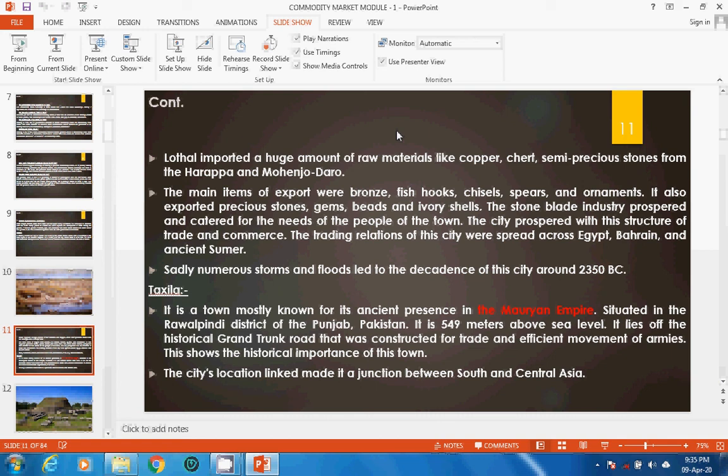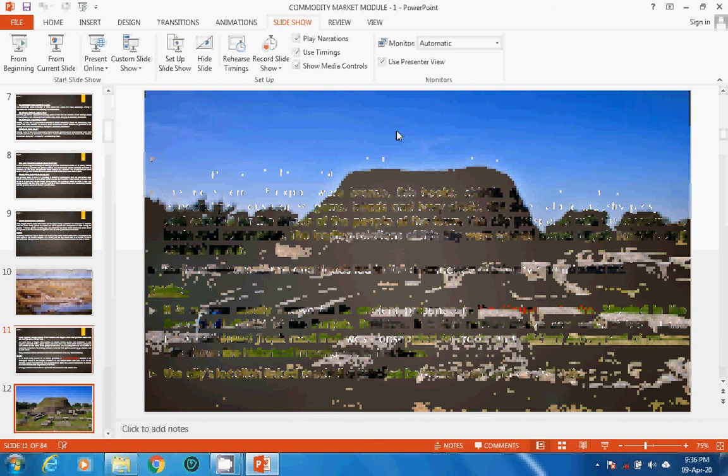Takshila. It is a town mostly known for its ancient presence in the Mauryan Empire, situated in the Rawalpindi district of the Punjab in Pakistan. It is 549 meters above sea level. It lies off the historical Grand Trunk Road. The road system that prevailed during the time of the Mauryans, especially in Takshila, was constructed for the purpose of trade and for the efficient movement of armies. That was the purpose for which the Mauryans built this Grand Trunk Road. This shows the historical importance of the town, which was built for the movement of armies and for trading activities. The city's location made it a junction between South and Central Asia. So this is the site of Takshila.